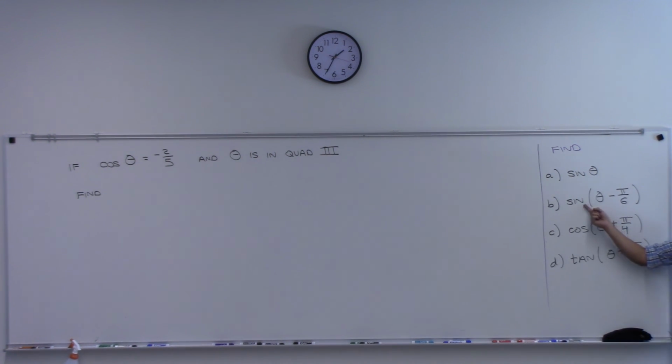Then I have to figure out what sine of theta minus pi over 6 is. This is just like the problem we just did. It's almost like alpha minus beta, except one of the angles, they already tell you what it is, right? So we're going to use the difference formula for this one, break it up. Use the sum formula for this, break it up.